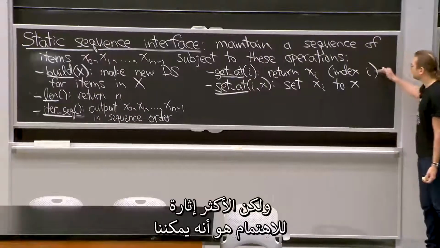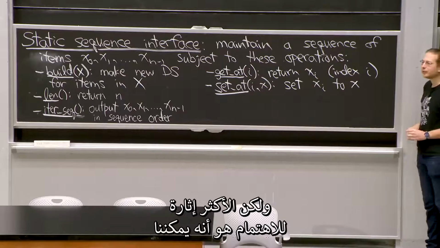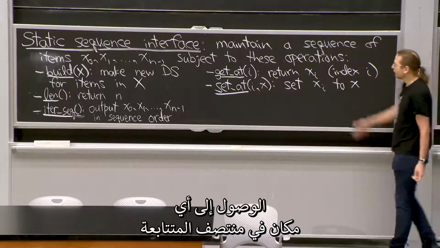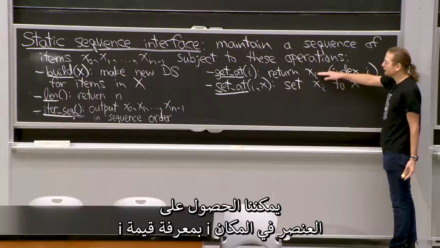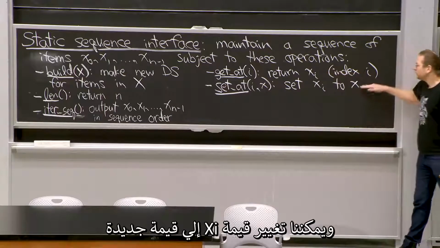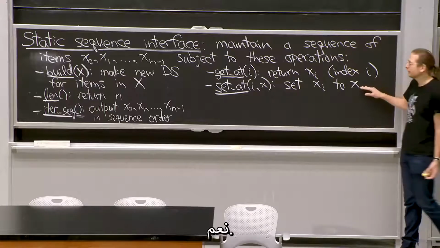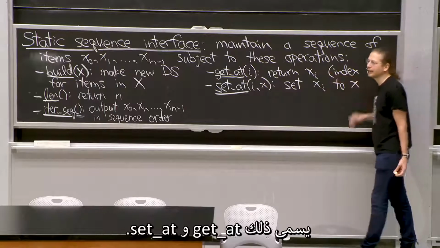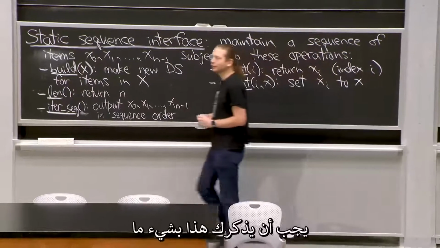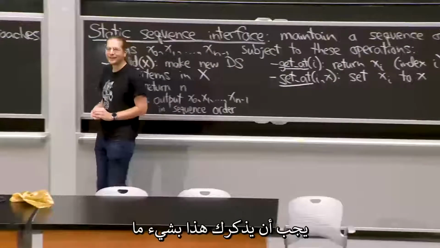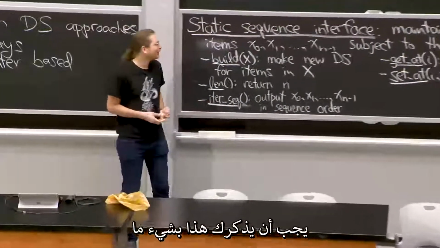But more interesting is we can dynamically access anywhere in the middle of this sequence. We can get the ith item xi, given the value i, and we can change xi to a given new item. Okay, so that's called get at and set at. Pretty straightforward. This should remind you very closely of something, a data structure.